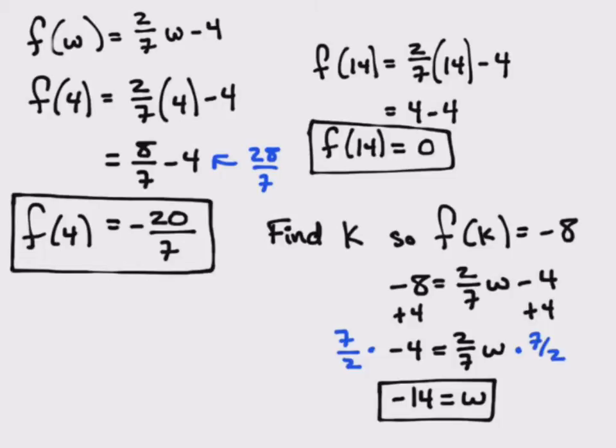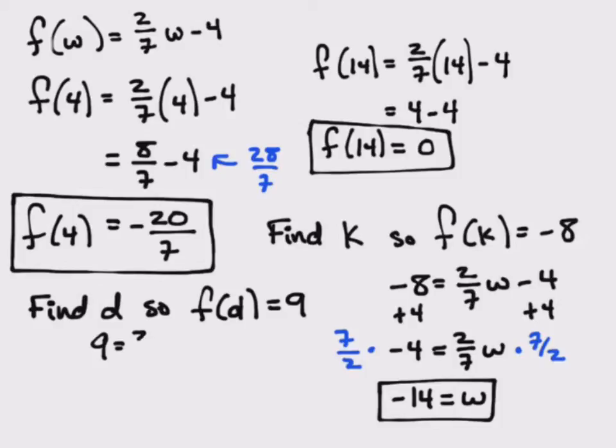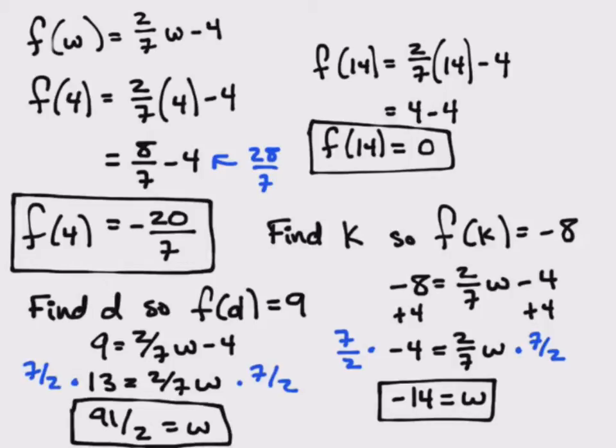Last example, we could find out what the input would have to be so that the output were 9. So all we do is substitute 9 in for our output, leave our input variable as a variable, and solve. And we see that in order for our output to be 9, our input needs to be 91 over 2.